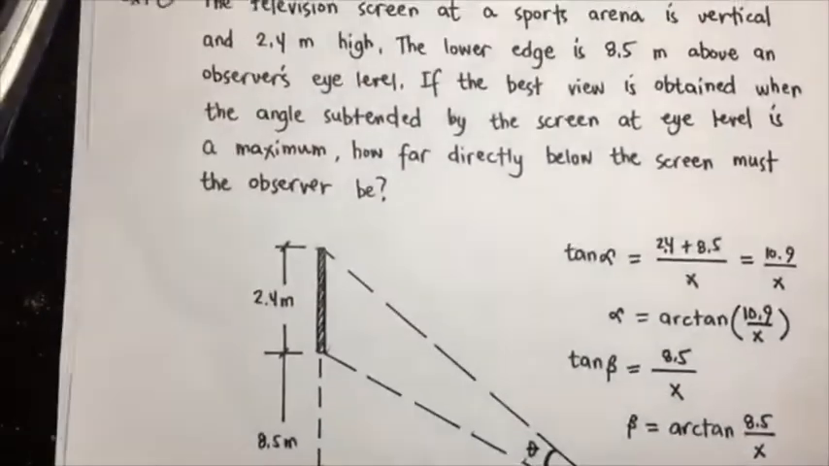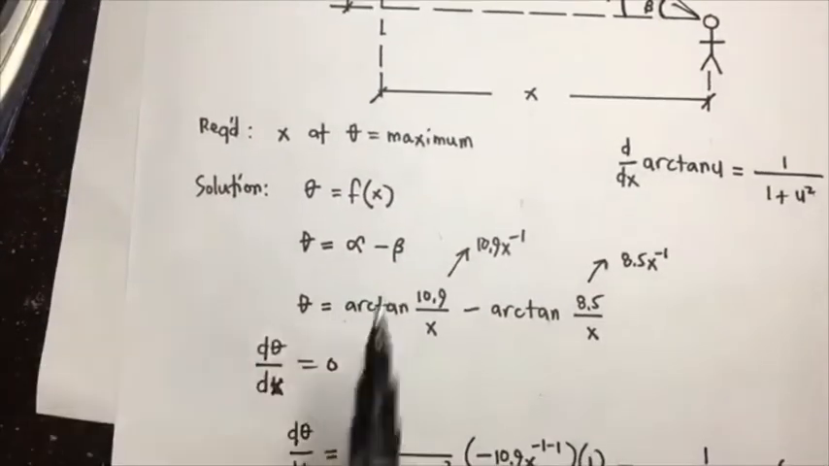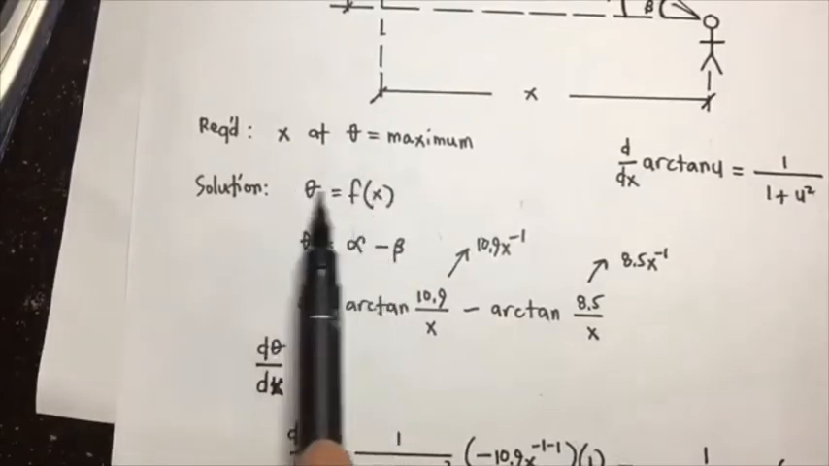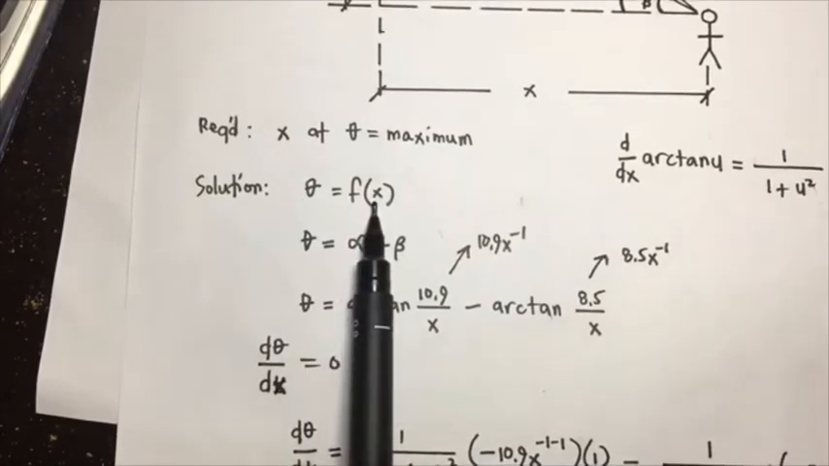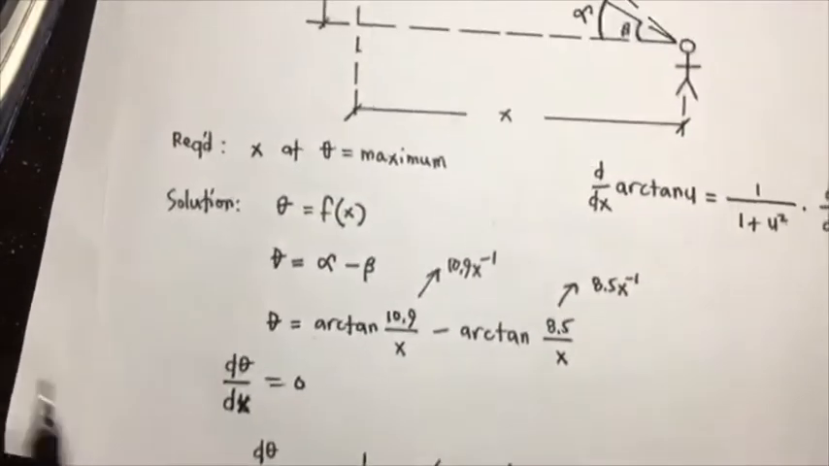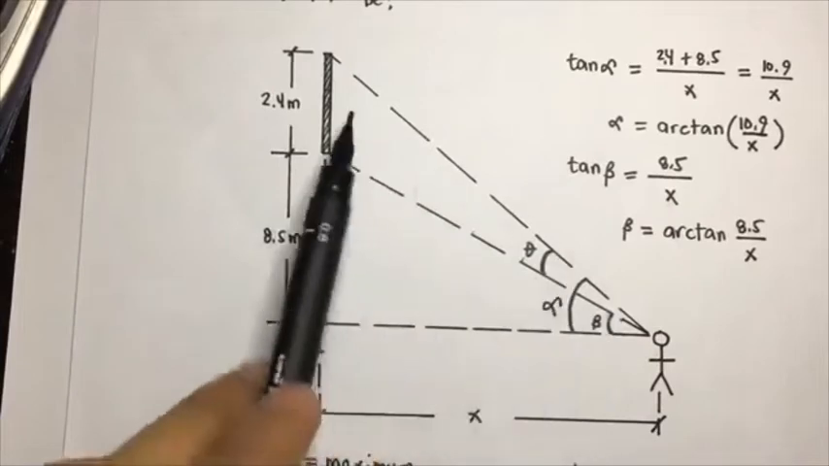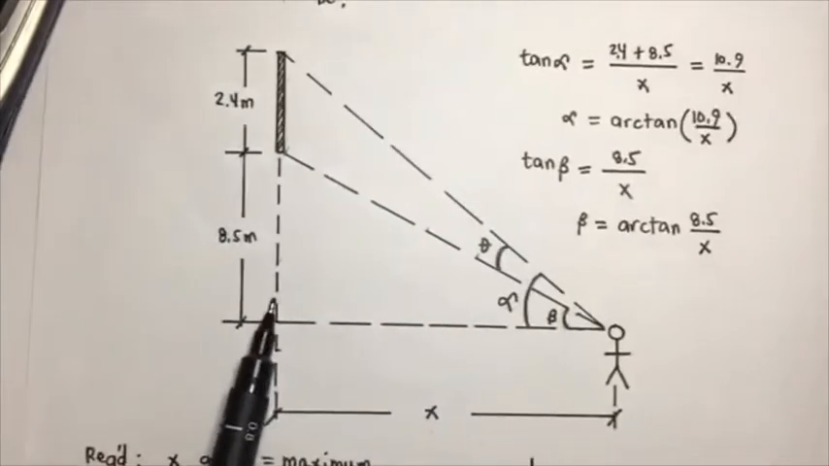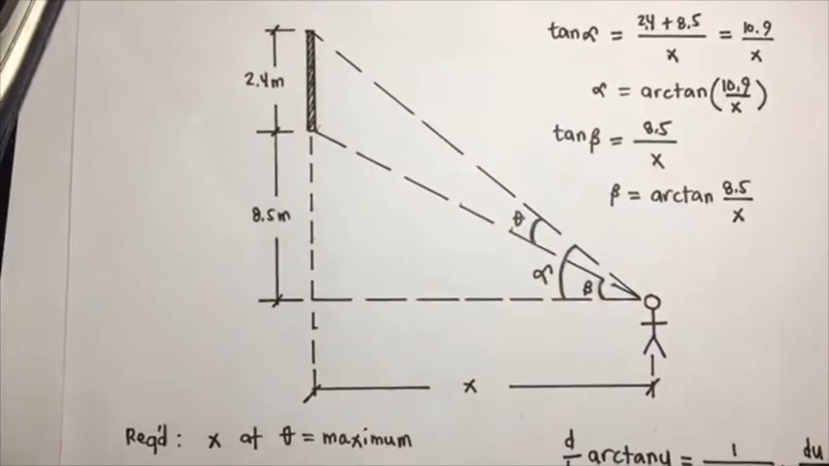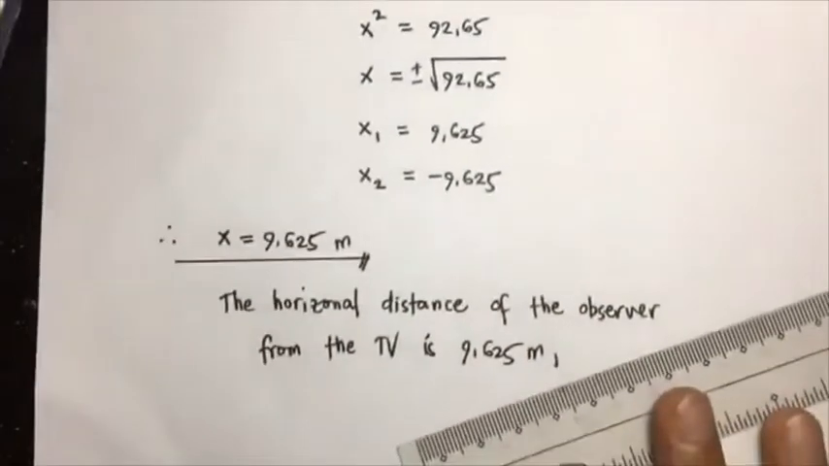As a review of our solution, the key here is to express theta as a function of the unknown. You always express the variable you want to maximize in terms of the other variable, and then get its derivative and set it to 0. Here, we divided the triangle into two parts, the smaller and the larger triangle, so that we can use the relationships of the trigonometric functions. So that's it.